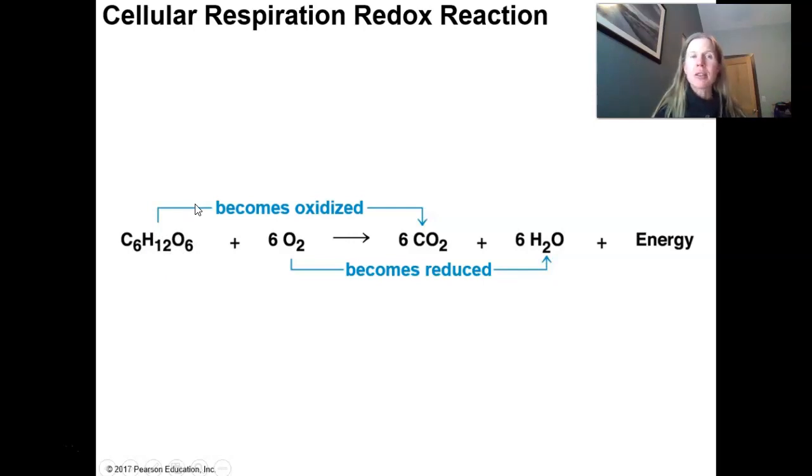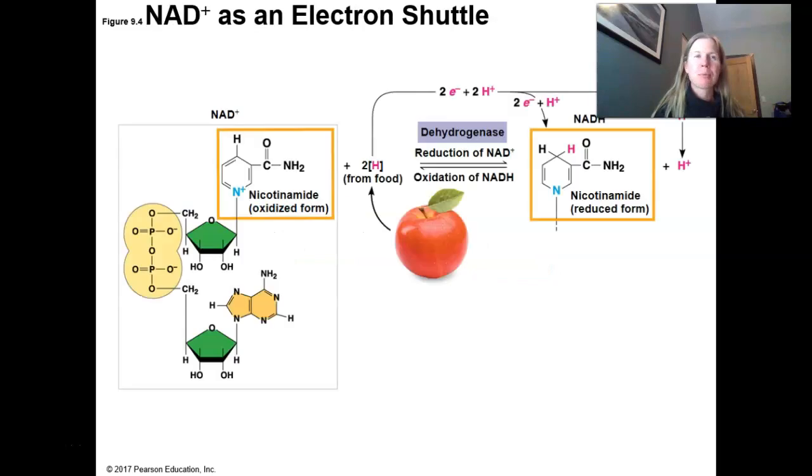And so in the process of cellular respiration, glucose gets oxidized. It loses all its hydrogens and becomes carbon dioxide, while oxygen is going to gain those electrons. It gets reduced to the form of water. And so we're going to follow this equation through.